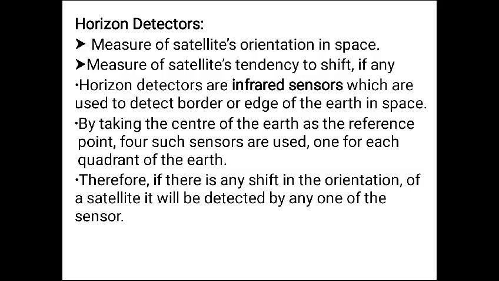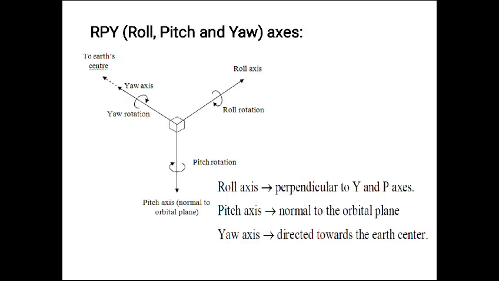Attitude is measured by different methods. Horizon detectors measure the satellite orientation in space and its tendency to shift. The horizon detector or infrared sensor is used to detect the border or edge of the earth in space. Taking the center of the earth as the reference, four such sensors are used, one in each quadrant of the earth. Therefore, if there is any shift in orientation, the satellite will be detected by one of the sensors.